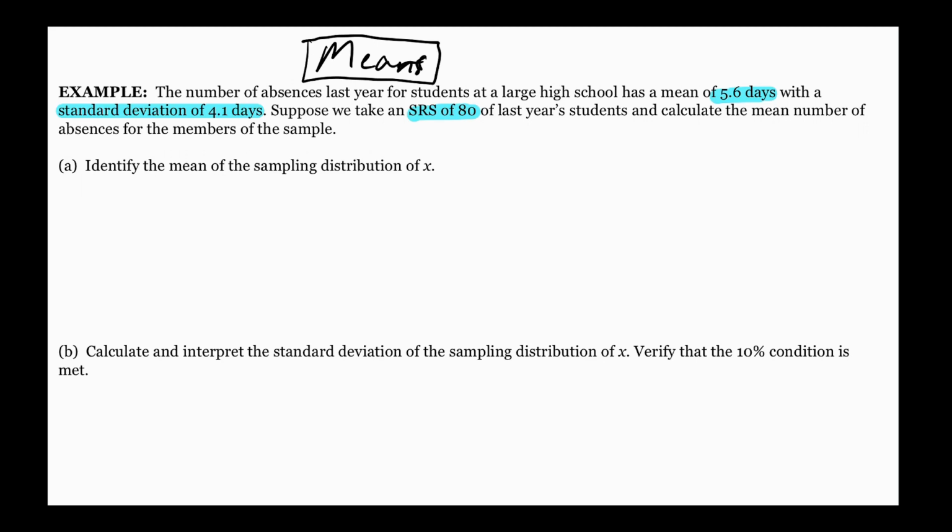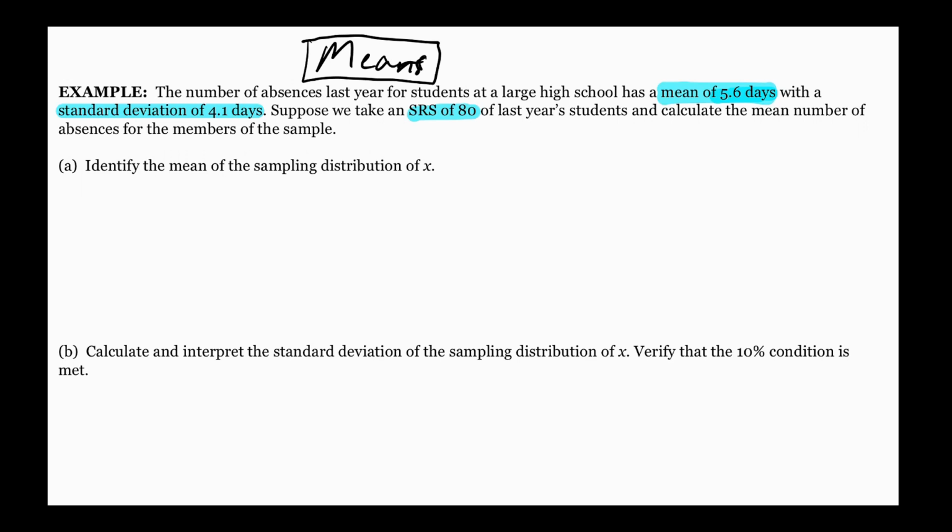Okay, so now let's start at the beginning. First thing, a mean of 5.6. Is that a parameter or a statistic? So what's the difference between parameter and statistic? One is for the population. One describes the population, one describes a sample. So 5.6, does that represent the population or just a sample? That's the population right there, right?